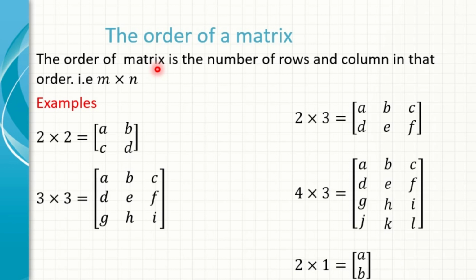A 2 by 3 matrix is a matrix that has 2 rows and 3 columns. Same thing with the 4 by 3 matrix. It has 1, 2, 3, and 4 rows, and 3 columns. And this one is a 2 by 1 matrix. It has 2 rows but 1 column. So we call it a column matrix or a column vector.